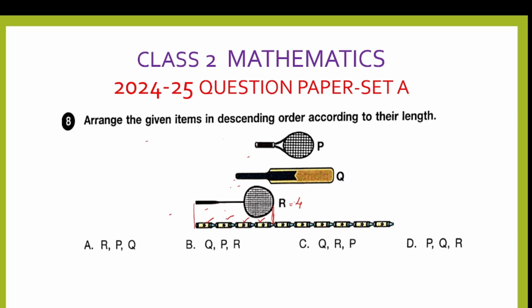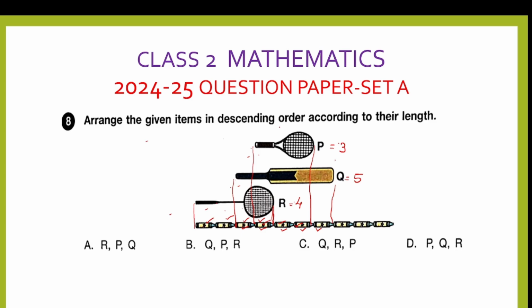Now find out the length of the bat Q. Q starts from here and ends up to here. Let's count the crayons: 1, 2, 3, 4, and 5. So the length of bat Q is 5 crayons. Now find out the length of the tennis racket P. This starts from here and ends here. How many crayons is the length of the tennis racket? There are 1, 2, and 3 crayons.